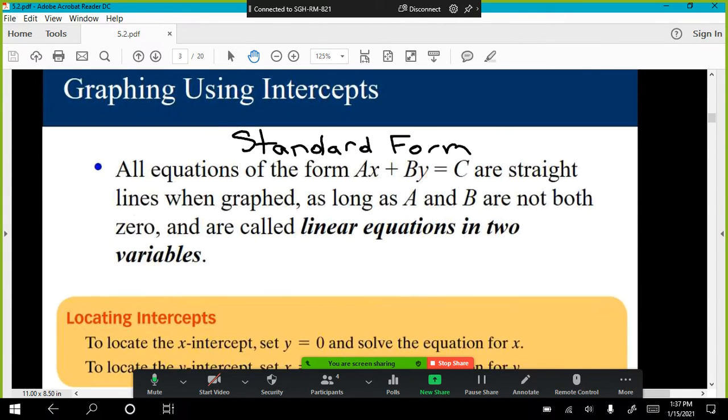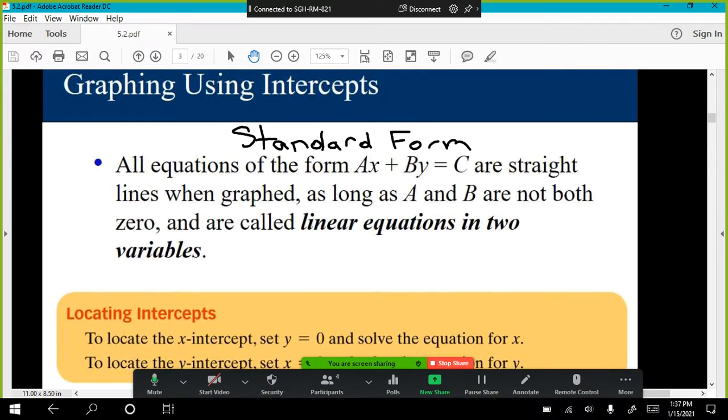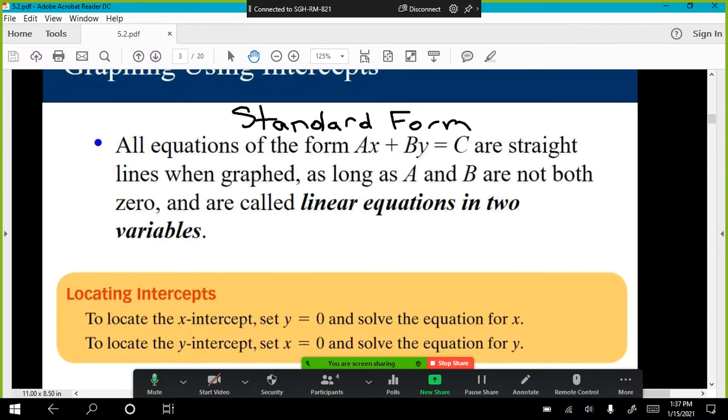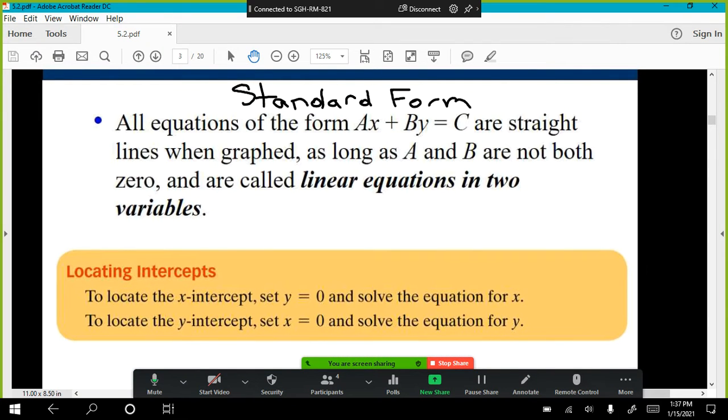All right, so there are different ways when we have an equation of a line, and we're talking about lines on a graph here. They're going to be straight drawings, okay? One way you can write that equation.